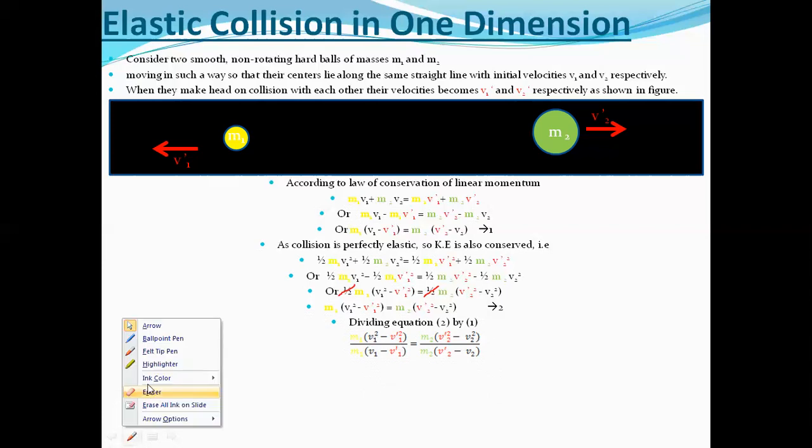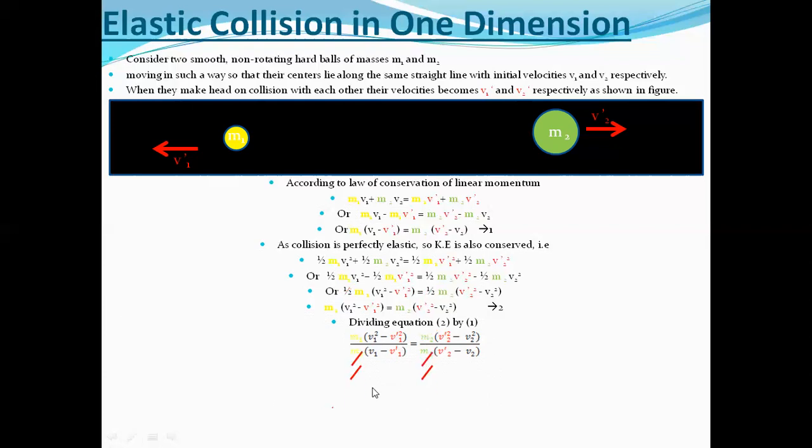Now in this case, can we cancel this mass out? So we are cancelling it out. m1 can be cancelled with this m1, and m2 can be cancelled with this m2. What do we get? We get (v1 square minus v1 dash square) divided by (v1 minus v1 dash) is equal to (v2 dash square minus v2 square) divided by (v2 dash minus v2).